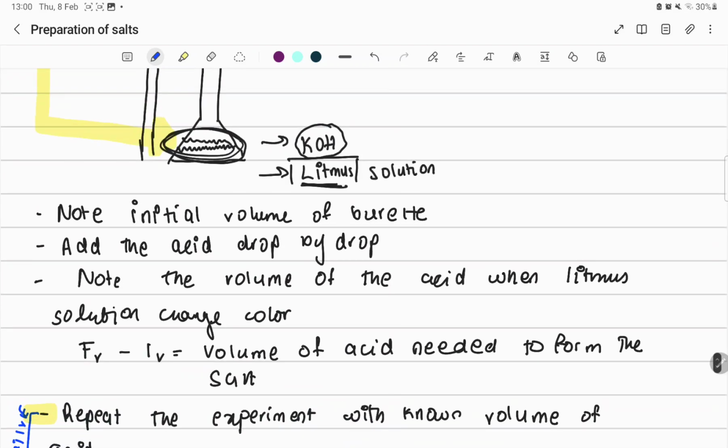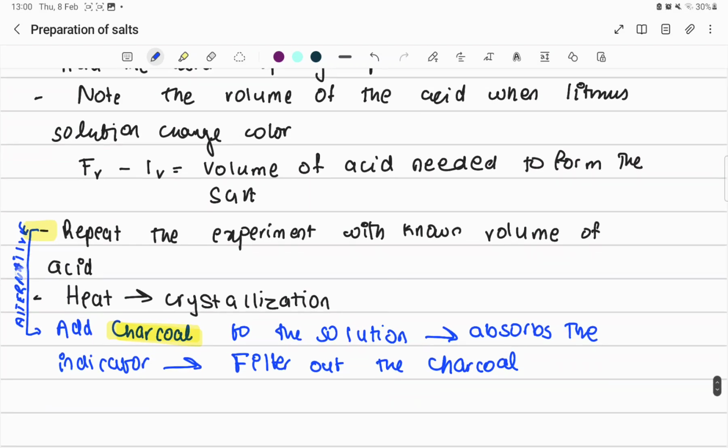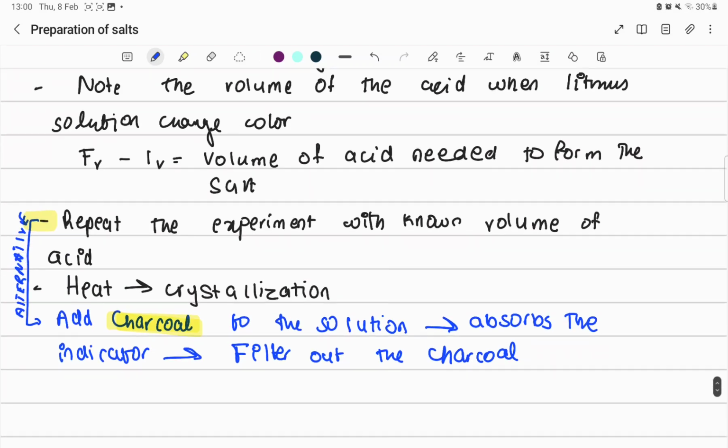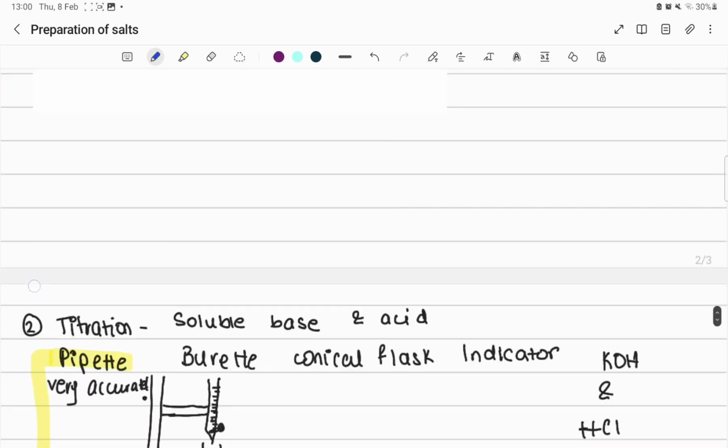So it's quite common for preparation of salts to come as an experiment in your ATP. So you could go for both methods. You could say measure the final volume, get the change in volume, repeat the experiment, or you could just say add charcoal to the solution, which will absorb the indicator, and then you can filter out the charcoal, and the rest of the experiment remains the same. So that is your titration.